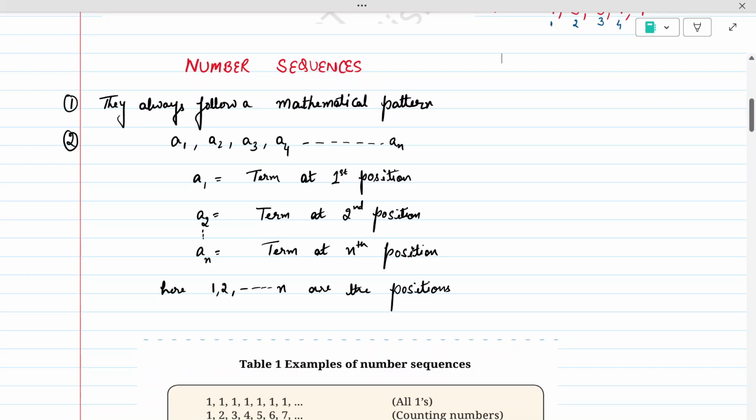Hello students, today we are going to learn the number sequences. So before we proceed to the number sequences, let us revise what we have done in the last class.